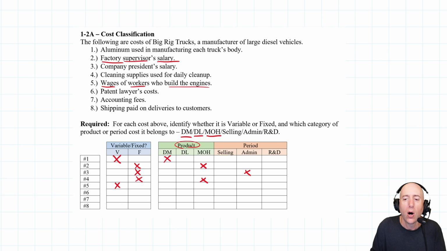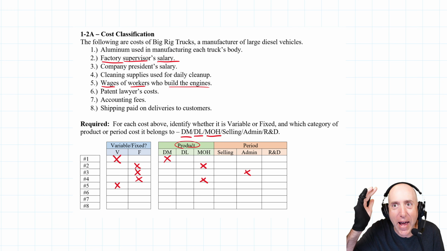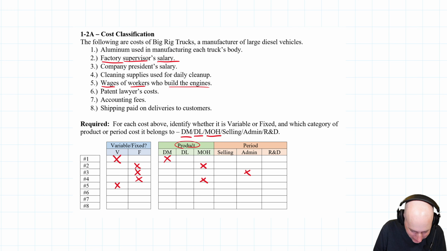Wages are generally assumed to be variable, particularly wages of frontline workers, which again is debatable, and I know it sort of opens a political discussion that I don't want to have today. So just read your textbook. You'll see they'll call wages of workers variable. Is it product cost? Yeah, they're building the engines, and I would call this a direct labor cost for sure.